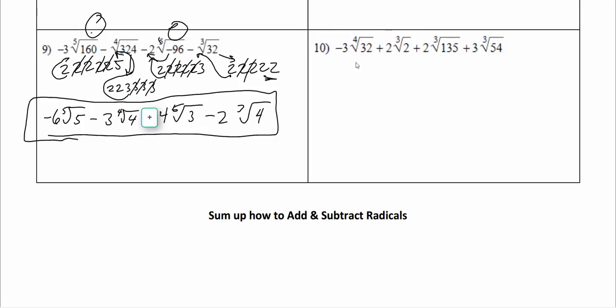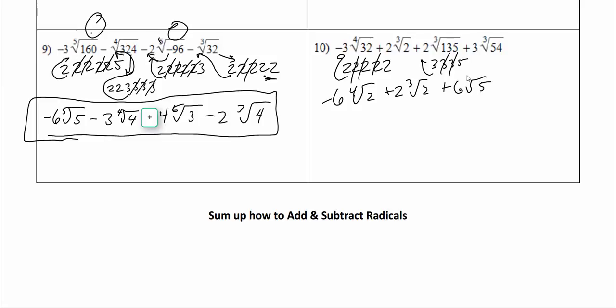Number 10, let's break them down. 32 is 2, 2, 2, 2, 2. So I can pull a 2 out, cross, cross, cross. So that becomes a -6 times the 4th root of 2. This is plus 2 times the 3rd root of 2. Can't do anything with that. 135 is 15 times 9, which is a 3, a 3, a 3, and a 5. So I can pull out a 3, cross, cross. That becomes a 6 times the 3rd root of 5, plus, and then 54 is 6 times 9, so it's a 2, a 3, a 3, and a 3. So I can pull a 3 out, cross and cross. So it becomes a 9 times the 3rd root of 2. That's a lot of work.